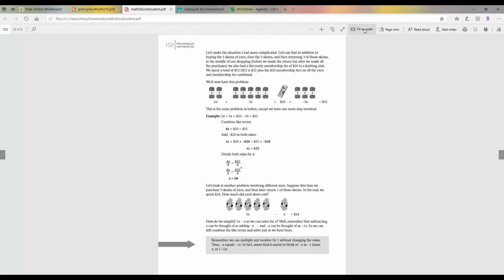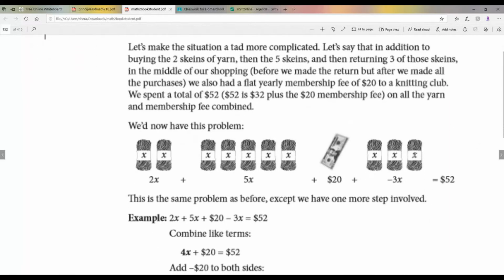All right, let's look here. We're going to make the situation a little bit more complicated. Let's say that in addition to buying the 2 items of yarn, then the 5, then returning 3, in the middle of our shopping, before we made the return, but after we made the purchases, we also had a flat yearly membership fee of $20 to a knitting club. So we spent a total of 52. Now 52 is 32 plus the $20 membership fee on all the yarn and membership fee combined.